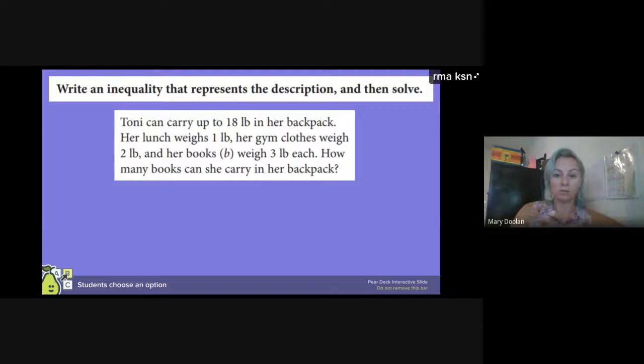18 pounds. So think about what are numbers that would make sense. Would 15 be an appropriate number? Would 20 be an appropriate number? If she can carry up to 18, think about it that way as you're trying to figure out which of those 2 inequality symbols we're going to use. Are we going to use less than or equal to? Or are we going to use greater than or equal to?